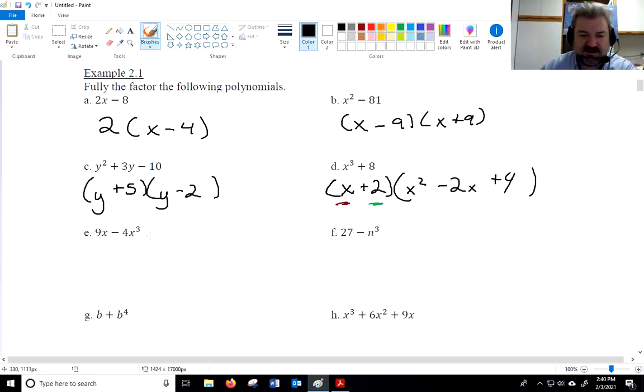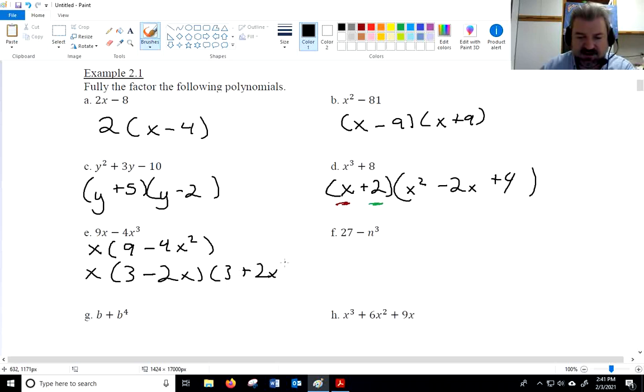All right, let's try 9x minus 4x cubed. All right, first I'm going to factor out an x, giving me 9 minus 4x squared. Now I'll factor this as 3 minus 2x and 3 plus 2x.